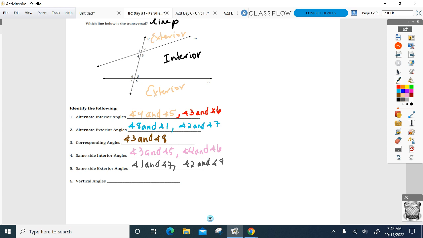And verts, give me a pair of verticals. 2 and 4. Here we go. 2 and 4 work. Yep. 1 and 3, 6 and 8, 7 and 5. That's from our last 2 units. So 2 and 4. Just want to remind you guys we still have vertical angles up there.